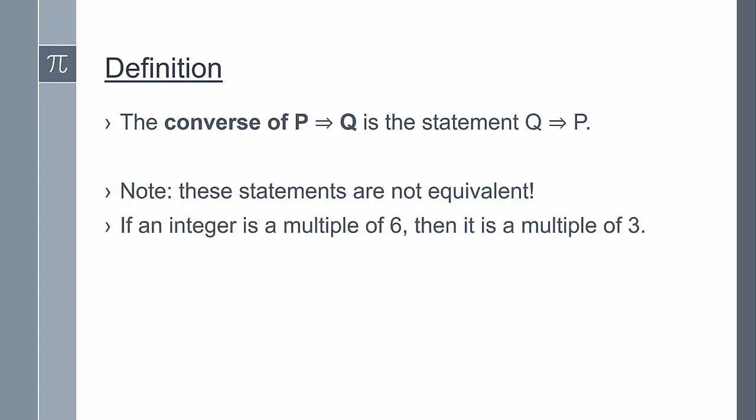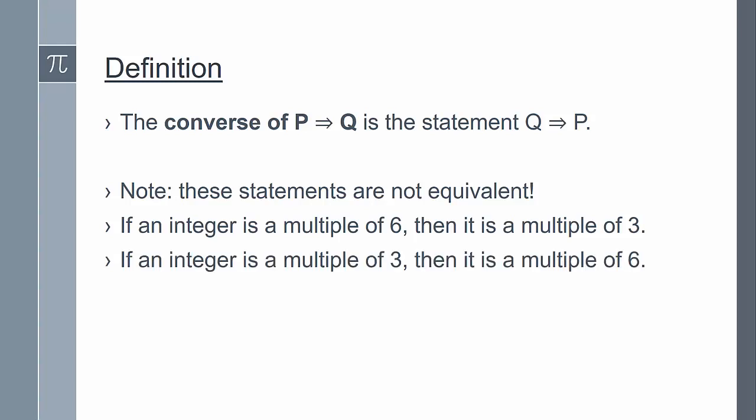A simple example is the statement, if an integer is a multiple of 6, then it is a multiple of 3. So this is a valid statement. But if we look at its converse, the statement, if an integer is a multiple of 3, then it is a multiple of 6, this is not a valid statement. Q implies P is not always a valid statement for a statement P implies Q.